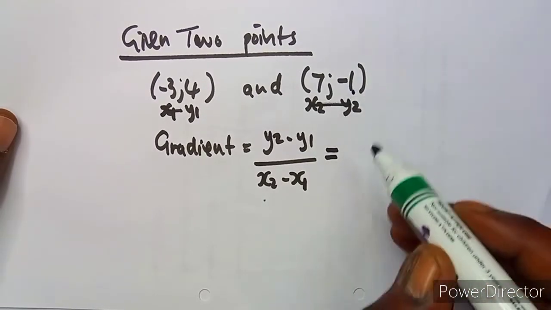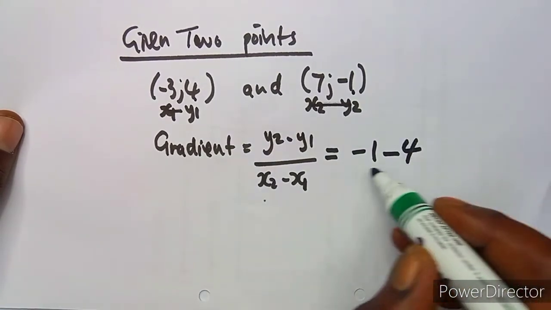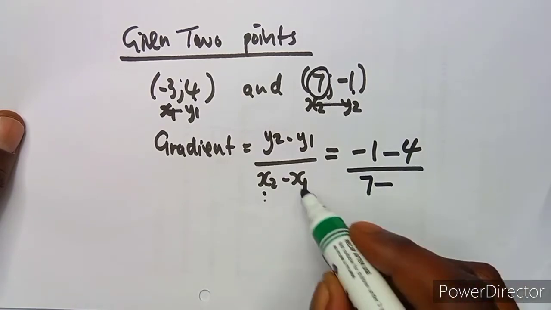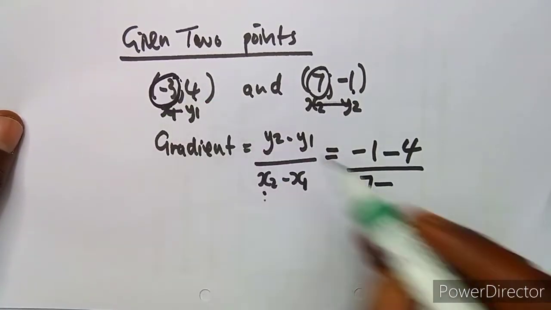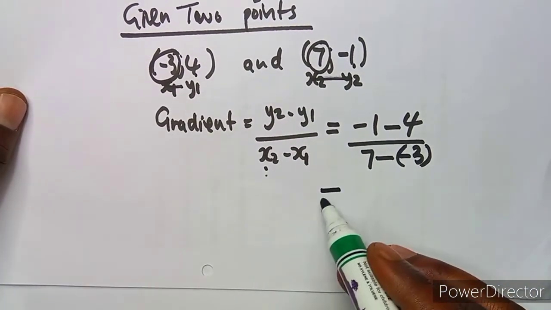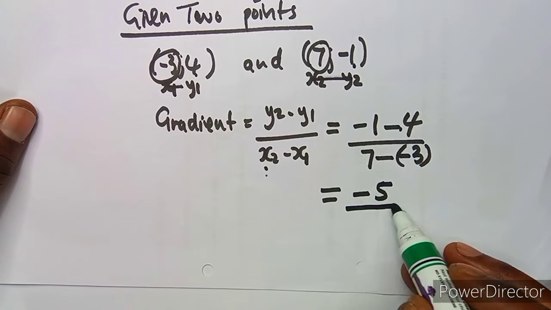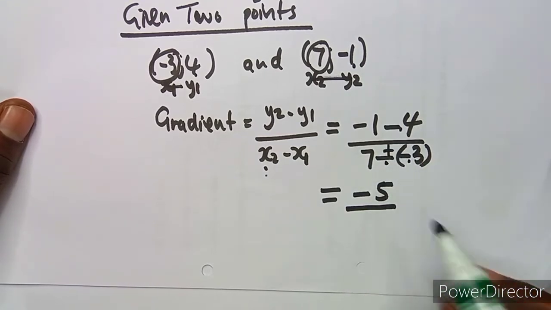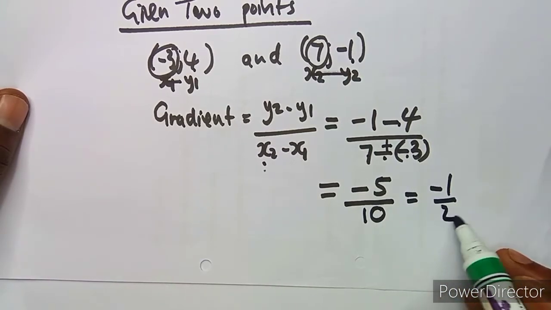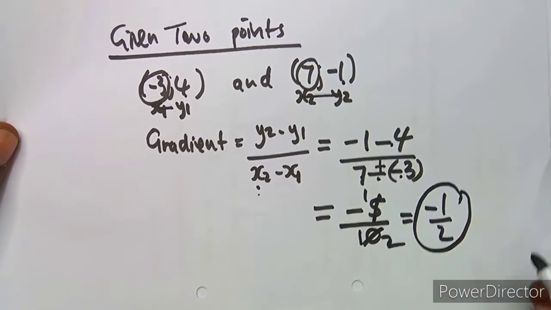So y2 is -1, so it's -1 minus y1, which is 4, over x2, which in this case is 7, minus x1. x1 is this value, which is -3, so it's minus minus 3. Which is going to give us what? -1 minus 4, which is -5, over, minus and minus, that's a plus, so 7 plus 3, which is 10. That gives us -5 over 10, which reduces by 5 to -1 over 2. So you're going to obtain minus half.